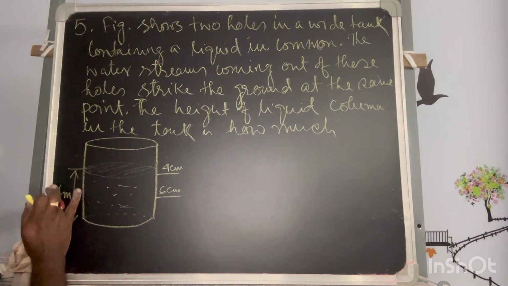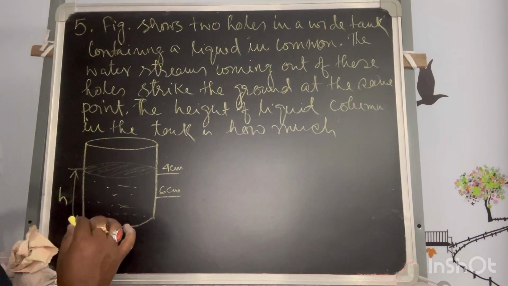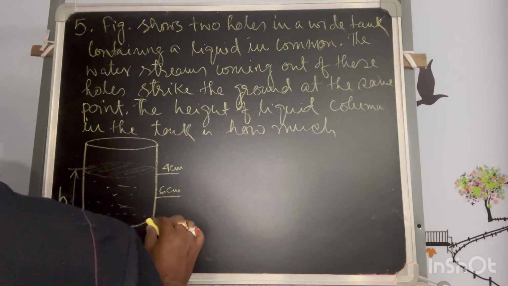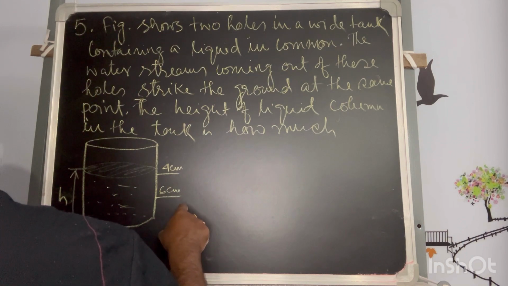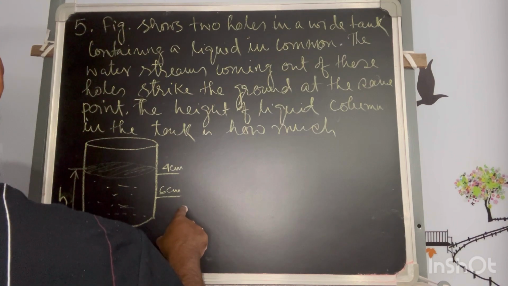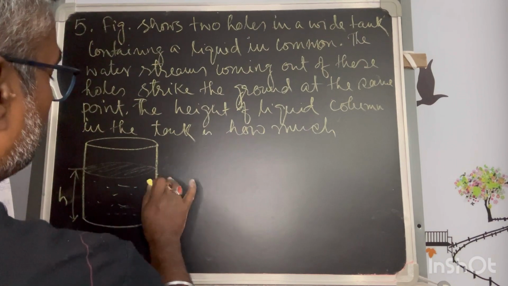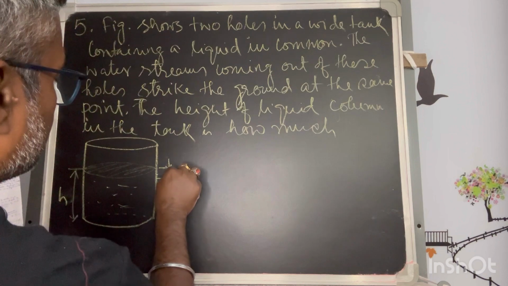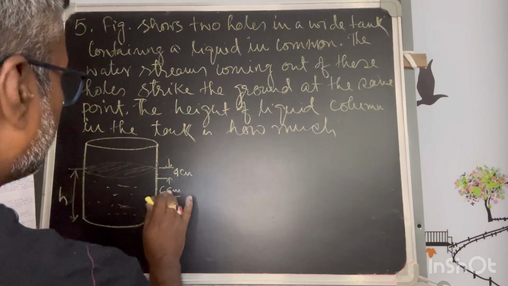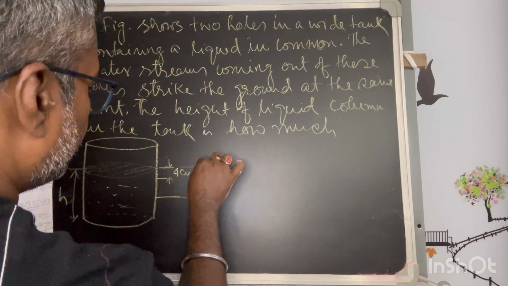No, this height is not given. This height has to be measured. This is H. Actually, the drawing is not pretty clear, so let me understand this. This is 4 centimeter. This is 6 centimeter. No, from the top, sorry. The hole is at a height from the top of the water column of 4 centimeter, and this one from the top is at 6 centimeter.